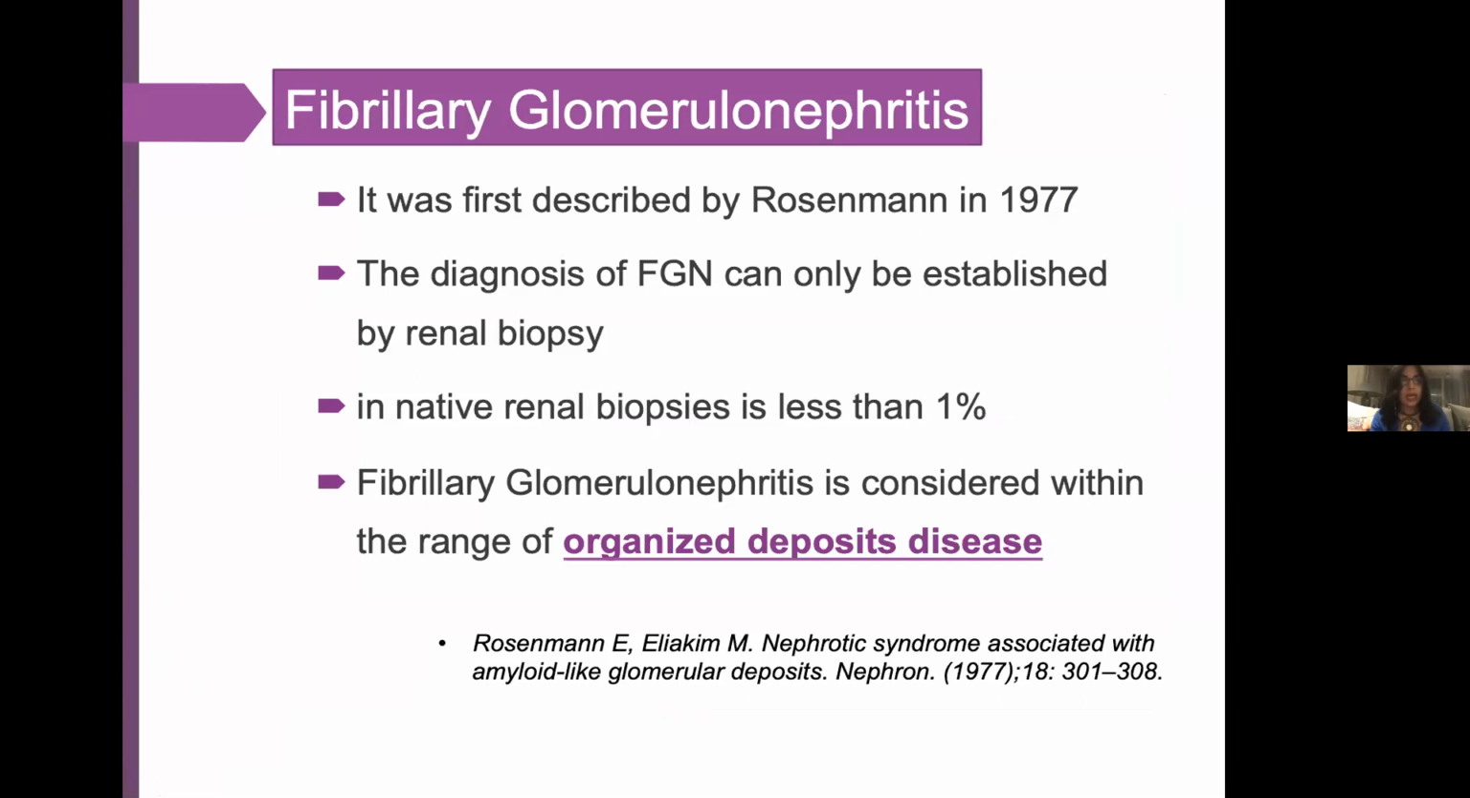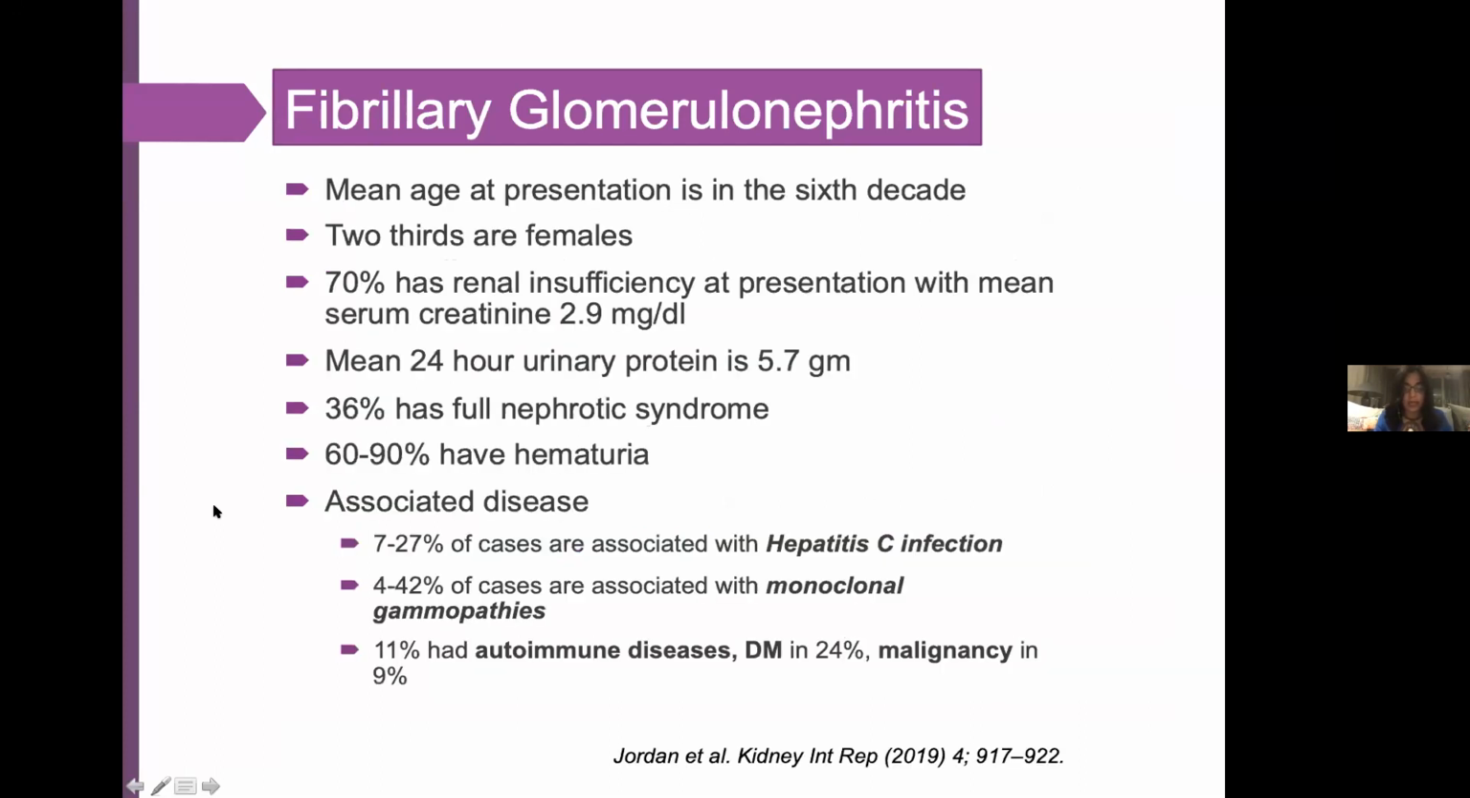Let's talk about fibrillary. Now, fibrillary GN was first described in 1977. The diagnosis of FGN can only be established by renal biopsy. So this is a renal biopsy diagnosis. You have no clinical features or any clinical suspicion to know whether your patient has a fibrillary glomerulonephritis or not. However, it's not a common glomerulonephritis so far. Again, I'm stressing, the reported incidence in native renal biopsies ranges from 0.6 to 1%. And as I said, it's considered within the range of organized deposits disease.